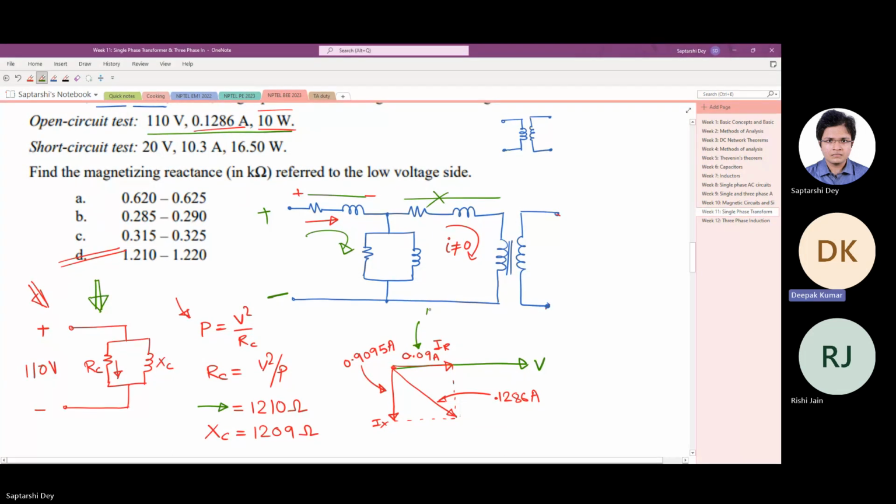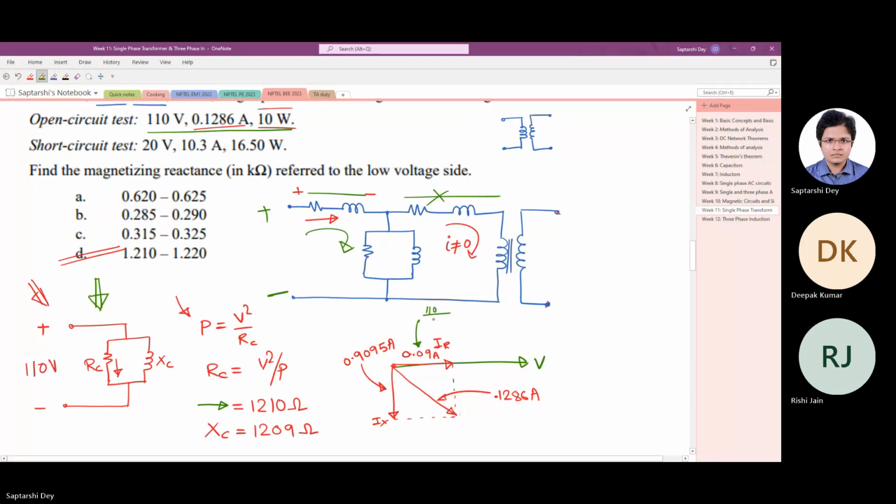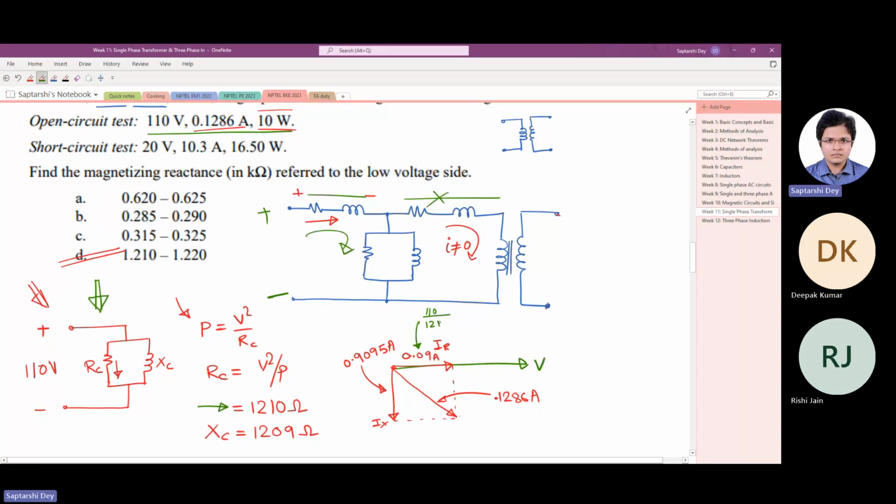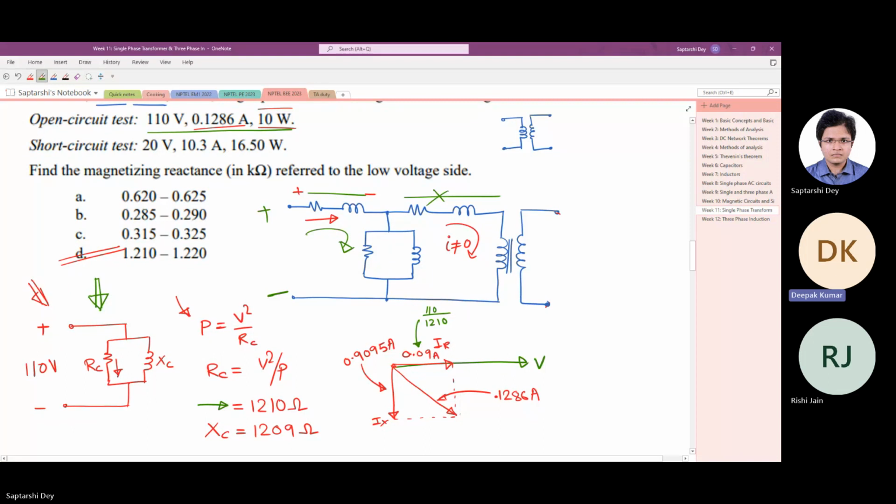P is equal to I squared RC. Why I squared RC? You know the value of the resistance. You know the voltage across it. Why do you have to find out the power in the resistance to find out the current? Sorry, sir. It is simply voltage by resistance. Yes, voltage by resistance.